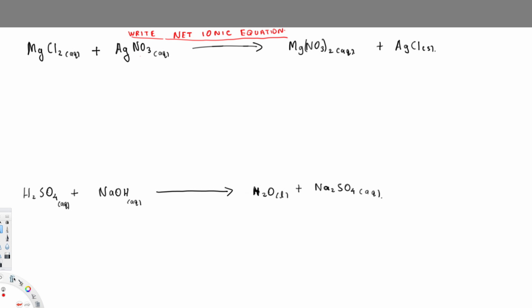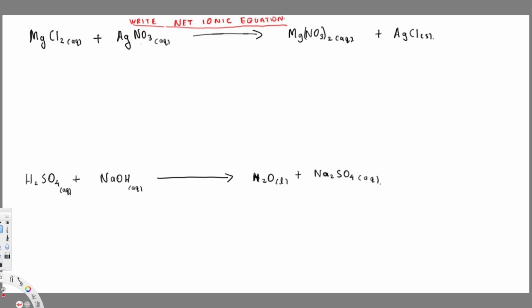Let's do this problem right here. We have these two equations, and the question is asking us to write the net ionic equation. To find the net ionic equation, first of all, we have to balance this equation. So let's see how we can balance this.